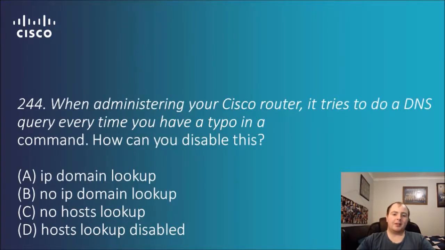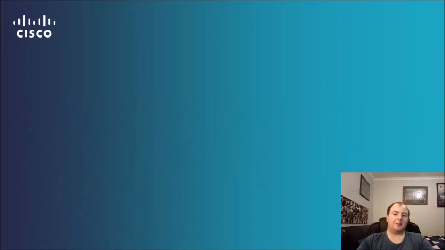244. When administrating your Cisco router, it tries to do a DNS query every time you have a typo in a command. How can you disable this? You've got IP domain lookup, no IP domain lookup, no host lookup disabled. I noticed in a lot of my Cisco practice things back when I was doing university, I had to type this in the command about 1,000 times, so I remember it off the back of my hand. It is no IP domain lookup, B.